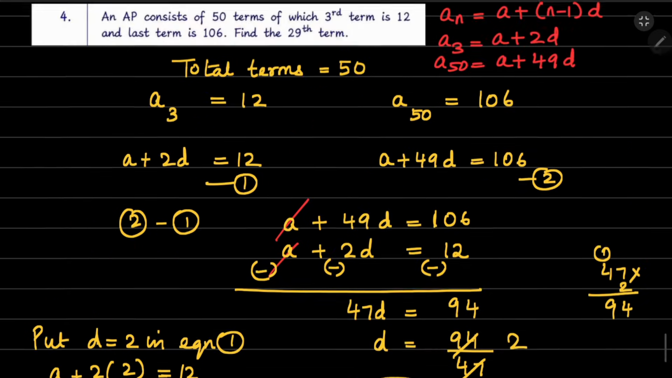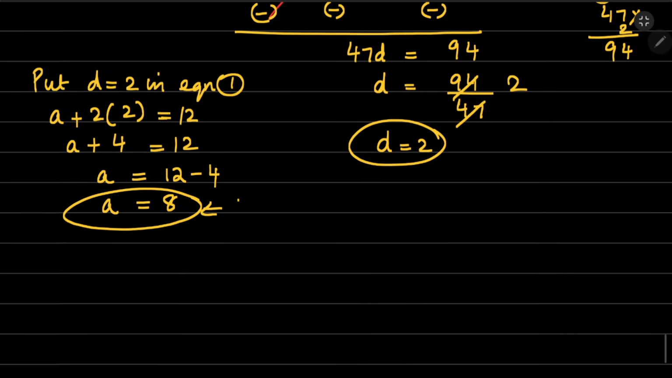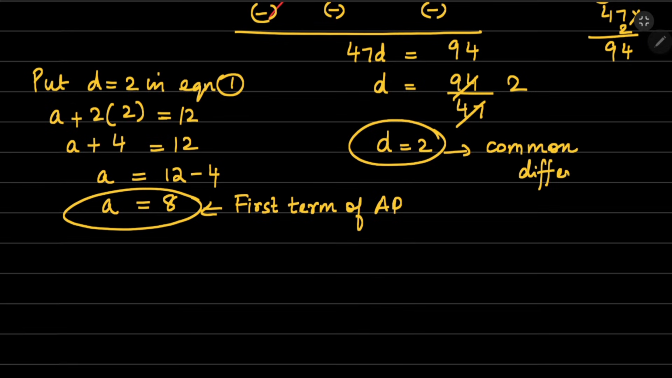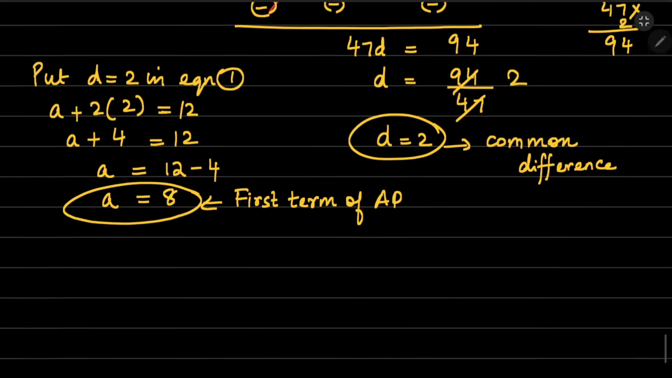So what was the question? What is the question asking? Find the 29th term. Right? Now you know your first term of the AP, A is the first term of the AP, and D is nothing but the common difference of the AP. So if you know A and D, you can definitely calculate the 29th term.